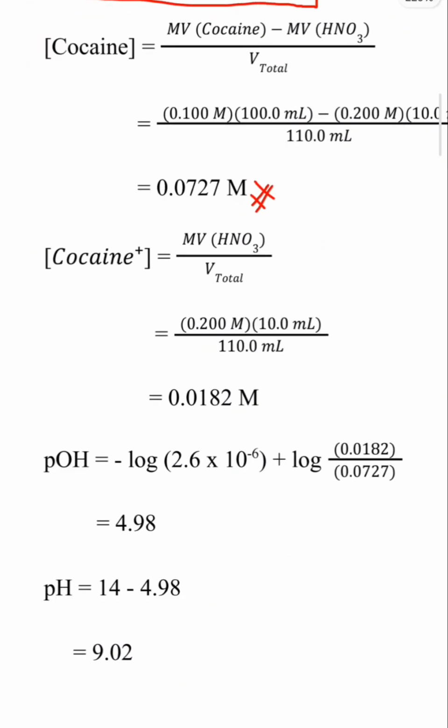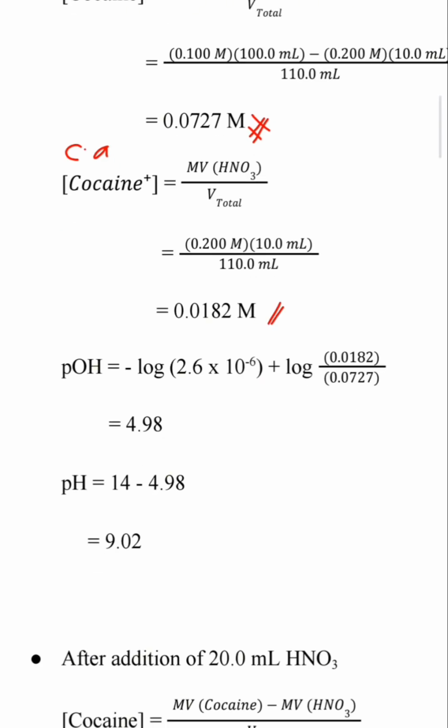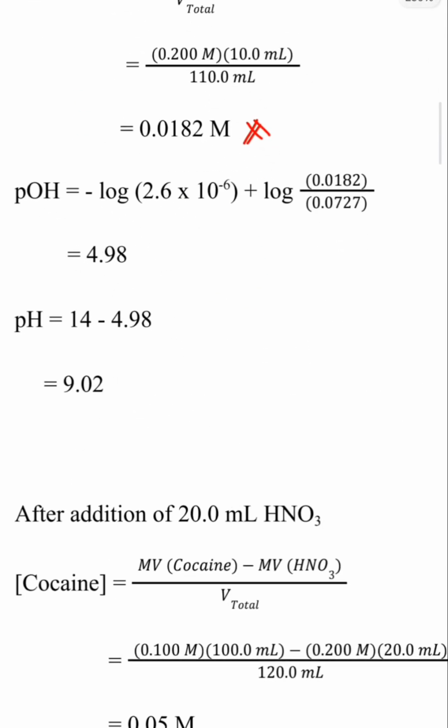Next, we move on to find the concentration of the conjugate acid, which is cocaine positive. We use the formula molarity times volume of the nitric acid over the total volume, and we get the value 0.0182 molarity. And then we put the values into the Henderson-Hasselbalch equation to find the pOH. Thus, the value of pOH is 4.98, and to calculate the pH, we use the formula 14 minus pOH. Thus, the value of the pH is 9.02.